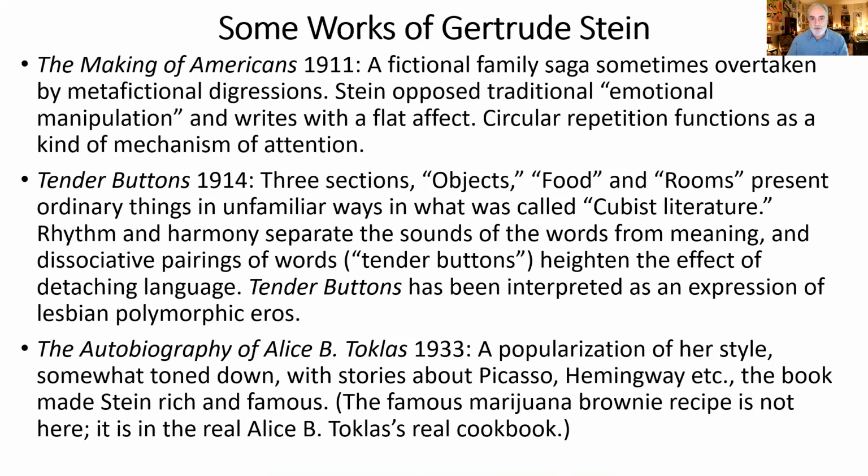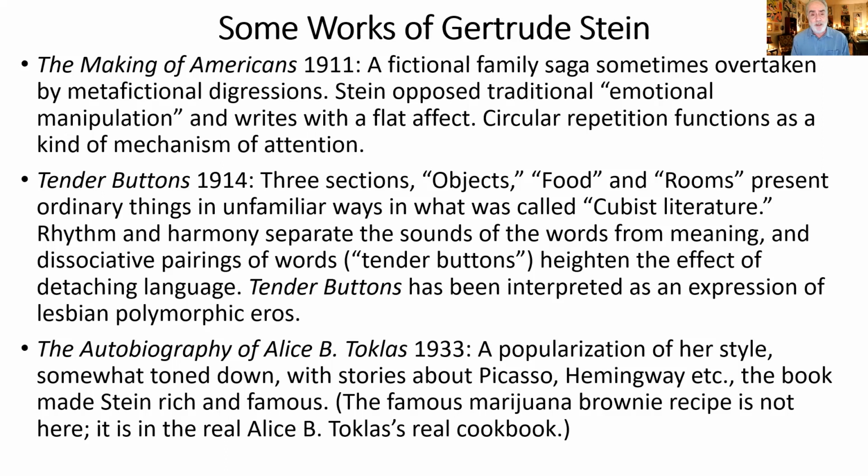Now, Stein is not an easy writer to read. In The Making of Americans, she's again not wanting emotional manipulation. Seeing the sentimentalist, what do I mean by that? The writer is kind of speaking to you in conventional, polite terms and telling a conventional story. Among other things, she's saying that involves emotional manipulation. So you get a flat affect. Think of those flat surfaces of Matisse or Cézanne, and then a lot of repetition.